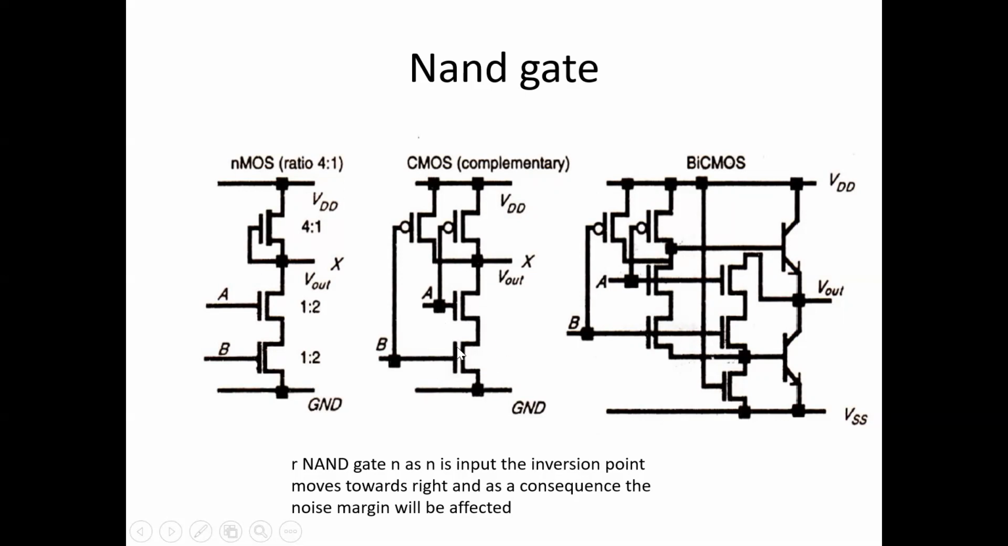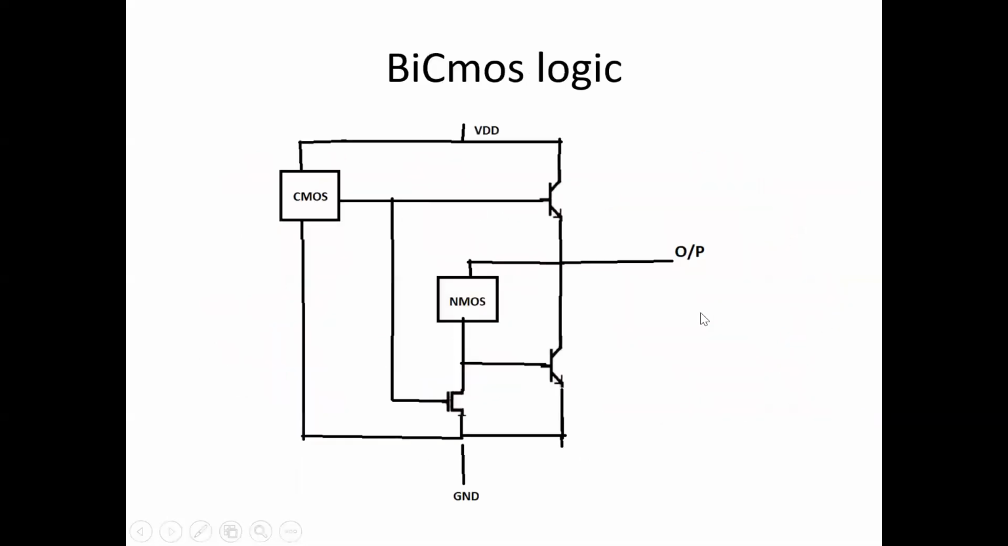CMOS NAND gate output. And next, as I said, bi-CMOS device is basically used to drive large capacitive loads, and can also be used when you have more fan out, wherein the current has to be more.